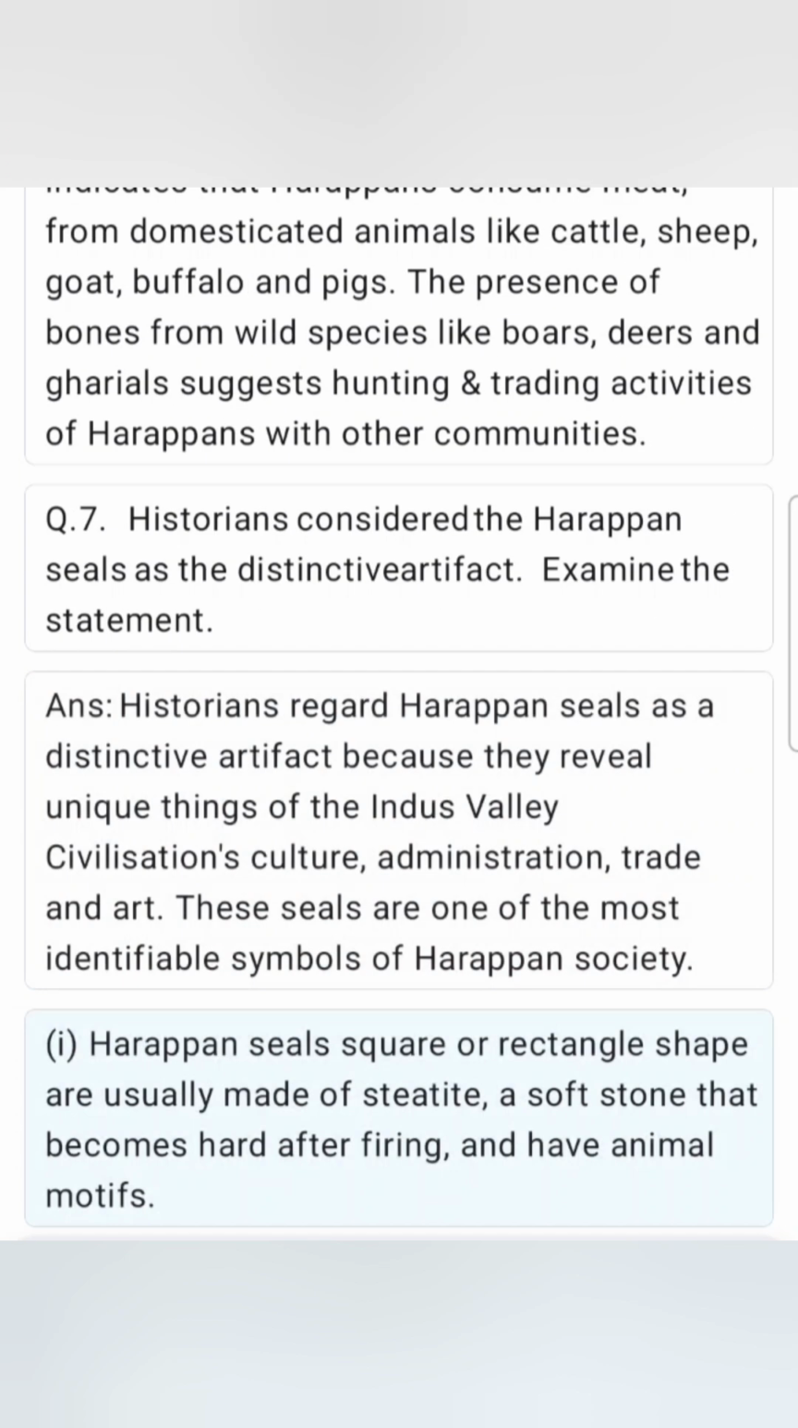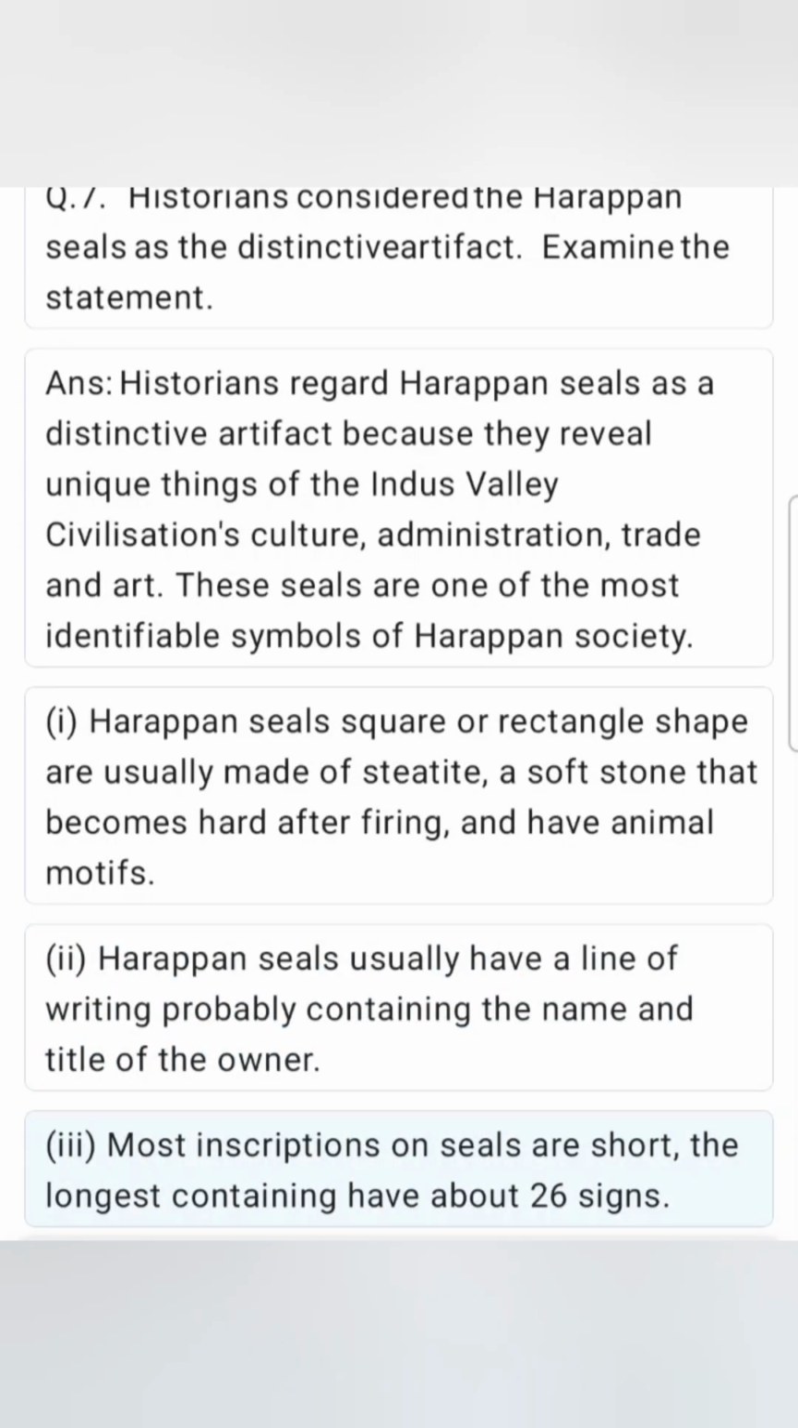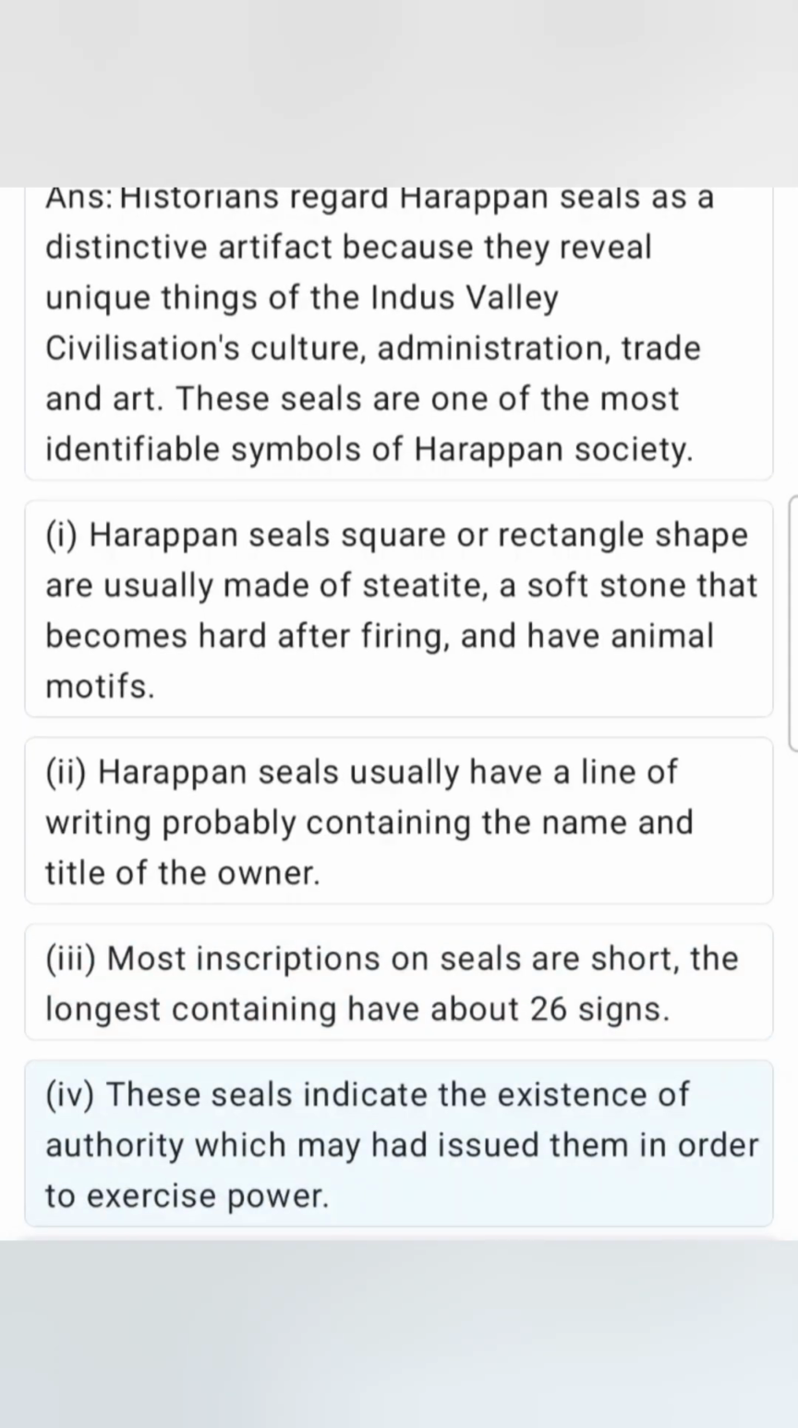I. Harappan seals, square or rectangular in shape, are usually made of steatite, a soft stone that becomes hard after firing, and have animal motifs. II. Harappan seals usually have a line of writing, probably containing the name and title of the owner. III. Most inscriptions on seals are short, the longest containing about 26 signs. IV. These seals indicate the existence of an authority which may have issued them in order to exercise power.